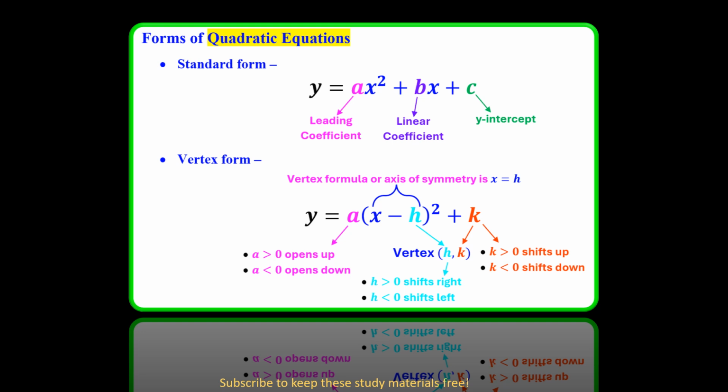Then we have the vertex form, and each part of the vertex form is important. A tells us if it opens up or down. That is true in both forms. And then H and K in the vertex form give us the vertex. All right, there's a lot more to this. You might want to stop the video, take a little screenshot before we move on.